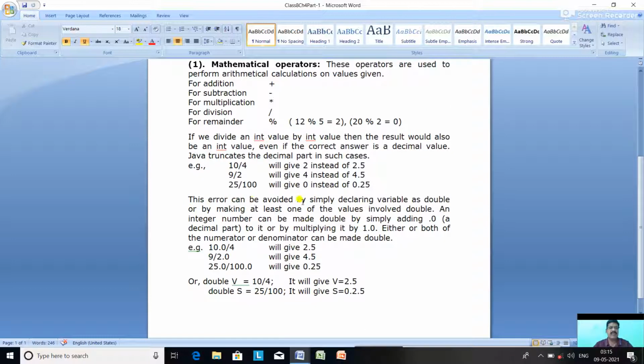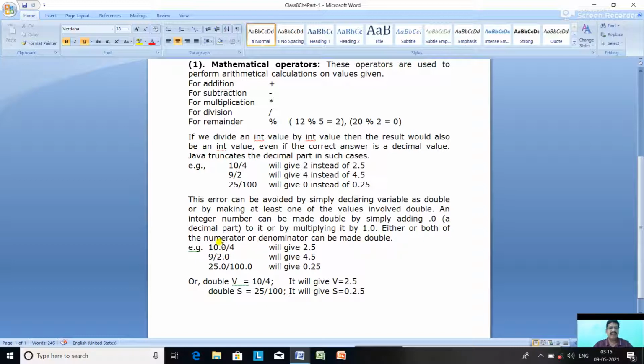This type of error can be avoided by simply declaring a variable as what type? Double type. Like double v equal to 10 by 4, its answer will be 2.5. The same way, double s equal to 25 by 100, its answer will be 0.25. Why? Because the data type is declared double type, so it will hold a fractional value. Or an integer number can be made double by simply adding 0.0 to it or by multiplying it by 1.0. Either or both of the numerator or denominator can be made double.